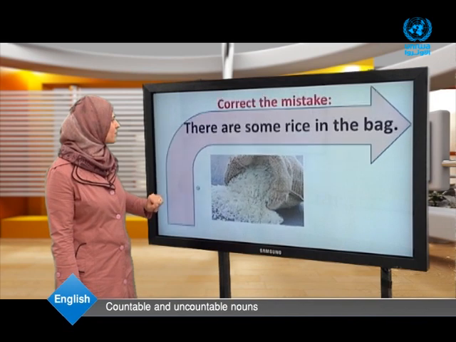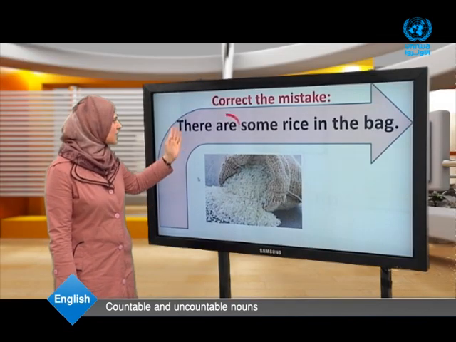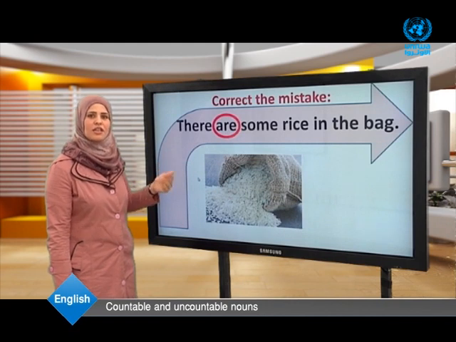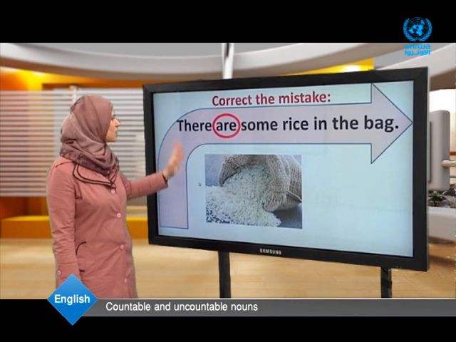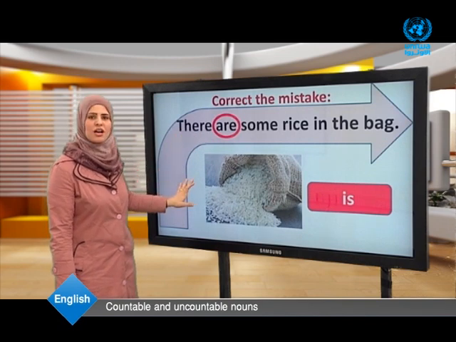Let's go on. There are some rice in the bag. Where is the mistake? The mistake here is are. Can you correct the mistake? The answer is there is some rice in the bag.